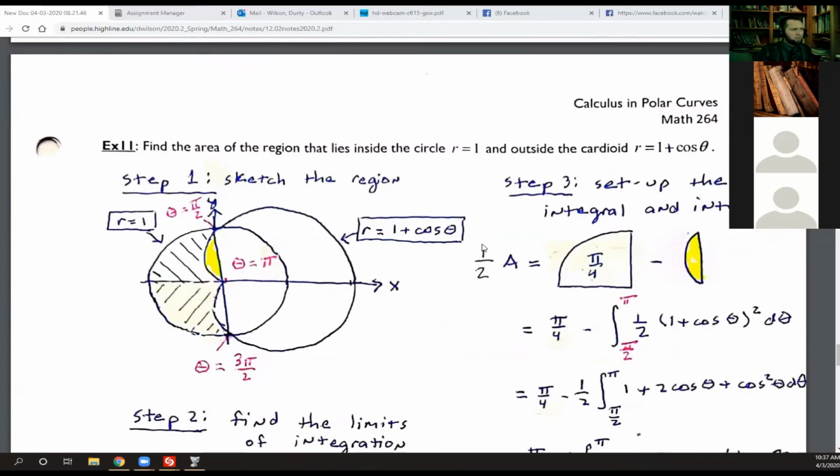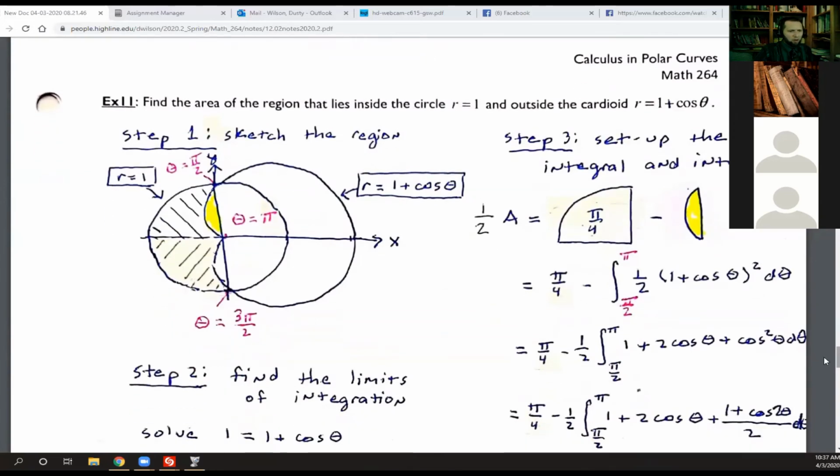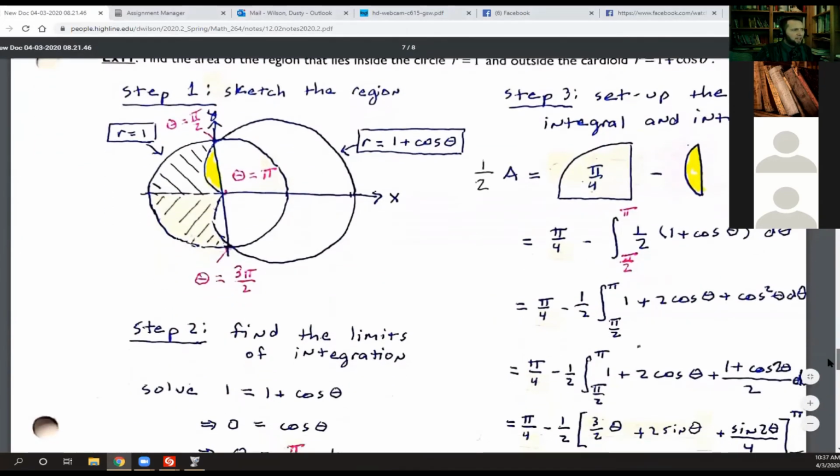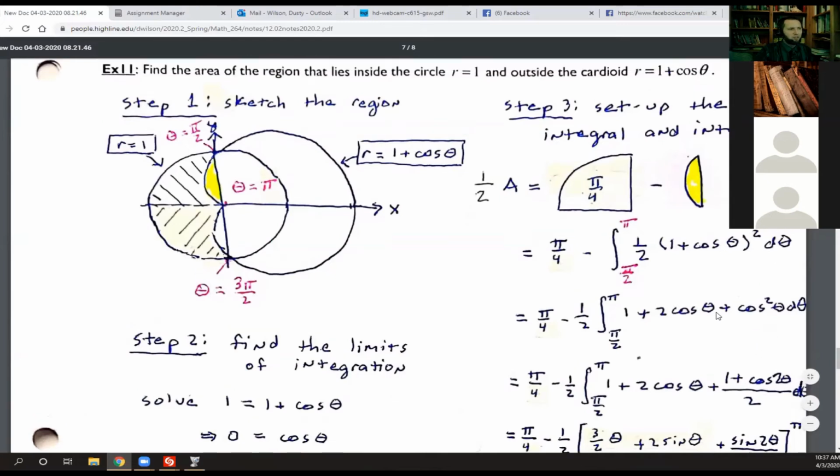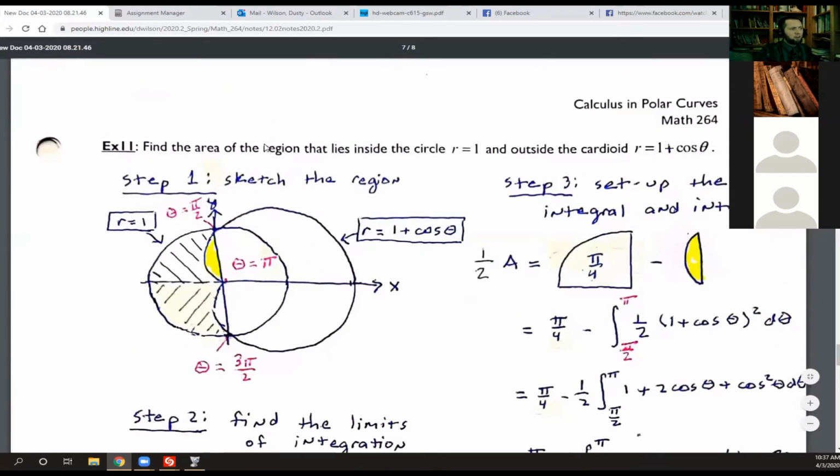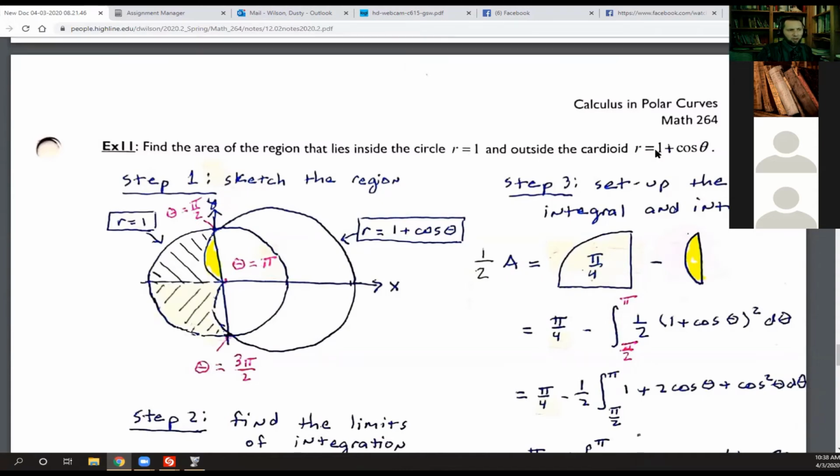So the next question, I just want to focus on the process and also the question that you've been asking. So here we want to find the area of the region that lies inside the circle r equals 1 and outside the cardioid r equals 1 plus cosine theta. So step 1 is going to be the same, sketch the region. And so I sketch out my circle and I sketch out my cardioid. Remember, cardioid is like heart. And we recognize we want the region that is outside the cardioid.